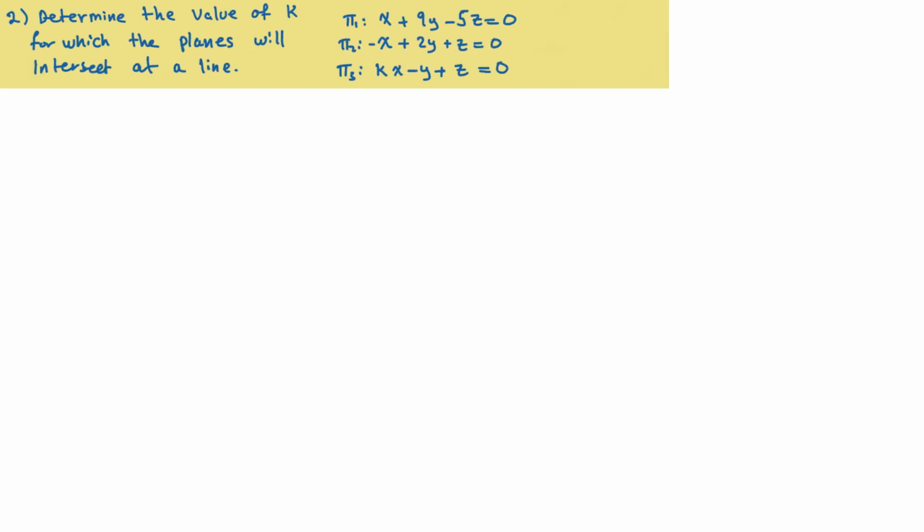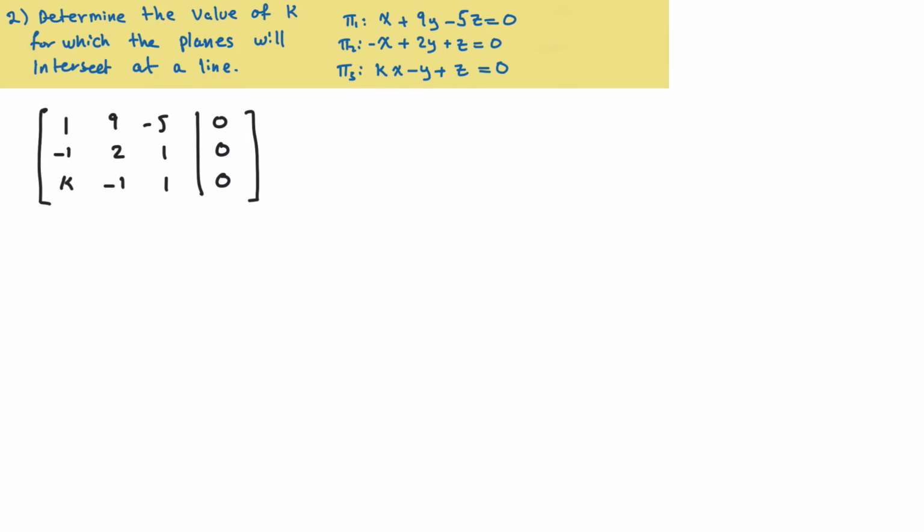In our last question in this video, we have to determine the value of k for which the planes will intersect at a line. And we have 3 planes here, and this k value is unknown, and we know that they are going to meet at a line. We'll start this off by writing it in augmented matrix form. So we're going to have the coefficients 1, 9, -5, and 0. -1, 2, 1, and constant of 0, and coefficients k, -1, 1, and constant value of 0.